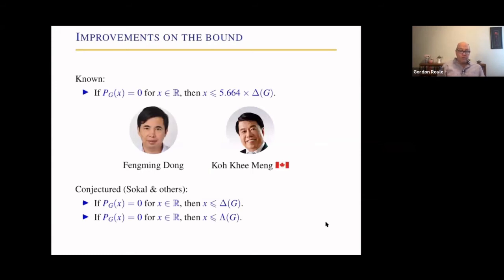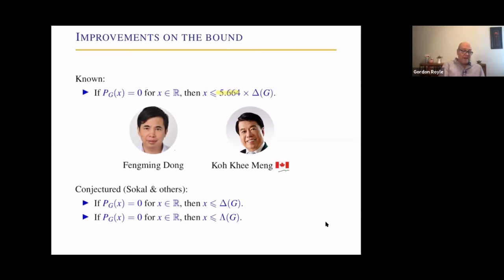Improvements on the bound. Well, Fengming Dong is a friend of mine from Singapore, and his PhD supervisor was Koh Khee Meng. I put a little Canadian flag there because I'm putting little flags next to people who have some connection with Waterloo or Canada, and Koh did his PhD in Manitoba. Okay, so they basically did Sokal's proof, but did it for the real numbers, simplifying it where you can. And they reduced the constant, the multiplier, to 5.664. Well, that's still hopelessly wrong.